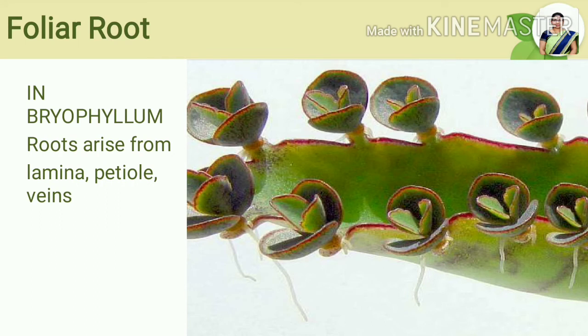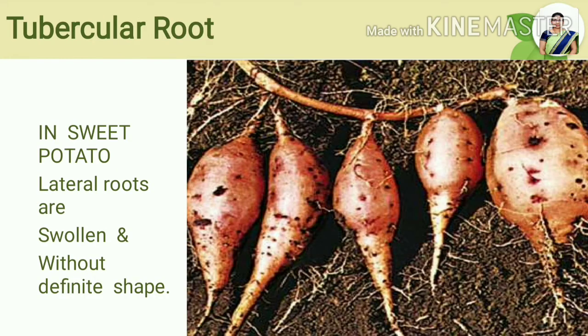Foliar root. Foliar is also a type of root. In Bryophyllum, there is a leaf. The roots arise from lamina, petiole, veins. As you can see here, these parts are the reproductive parts which arise from the leaf. So it is a foliar root. Tubercular root. As in case of sweet potato, lateral roots are swollen and without any definite shape.